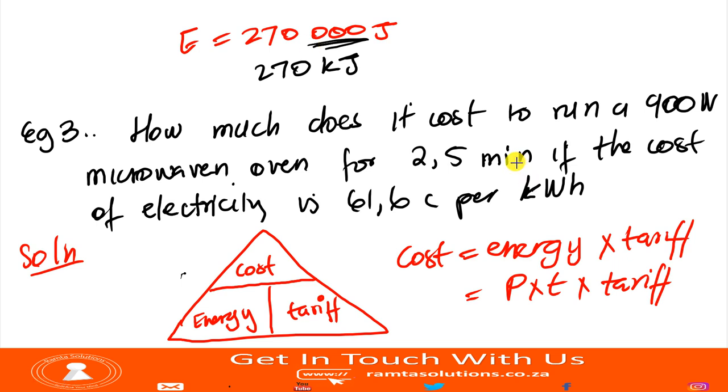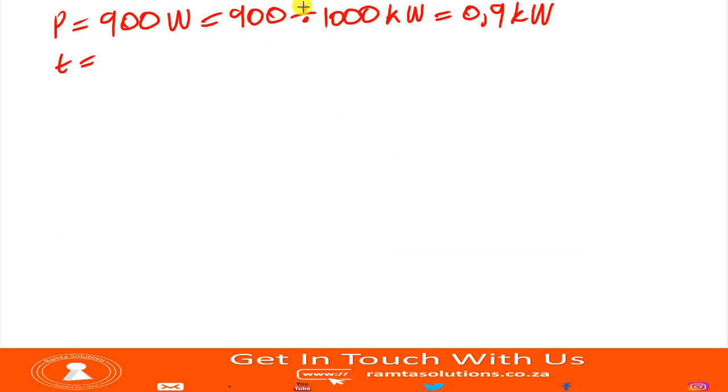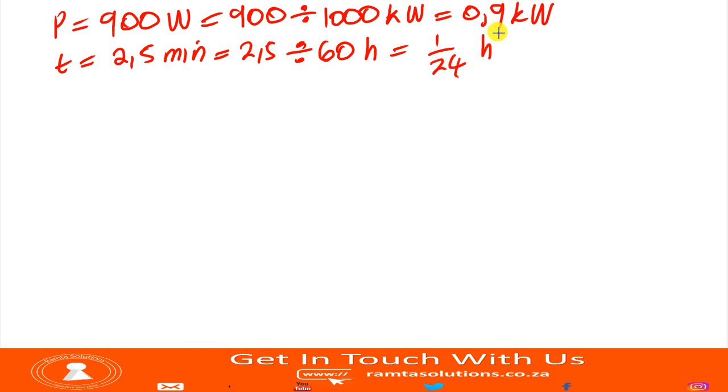The time is 2.5 minutes. It must be in hours. So to convert 2.5 minutes to hours, we divide by 60. 2.5 divided by 60 won't be nice, so I'm going to leave it as 1 over 24 hours.